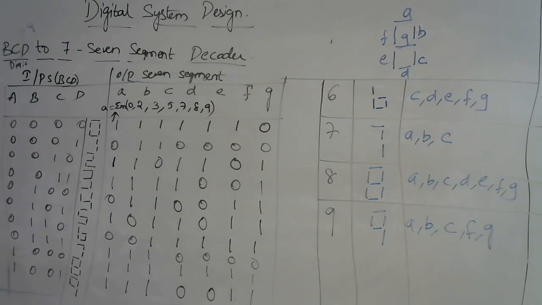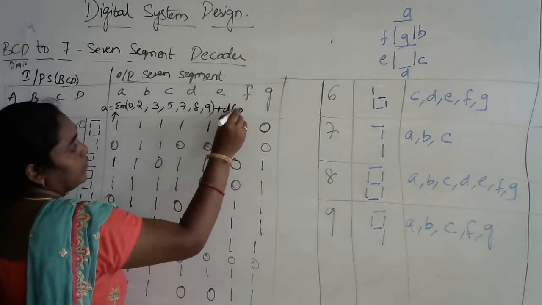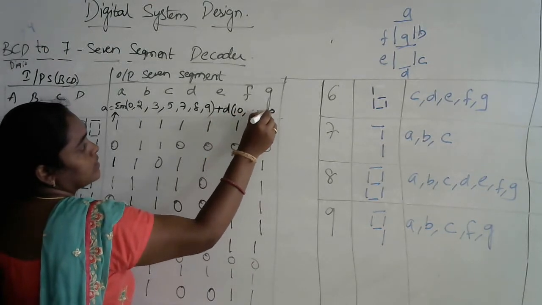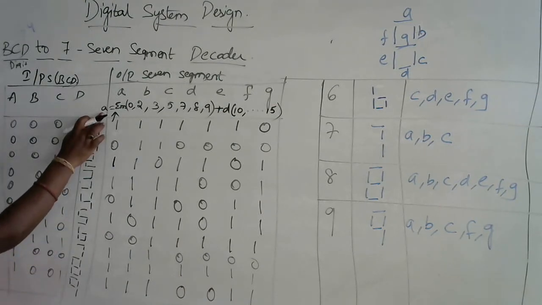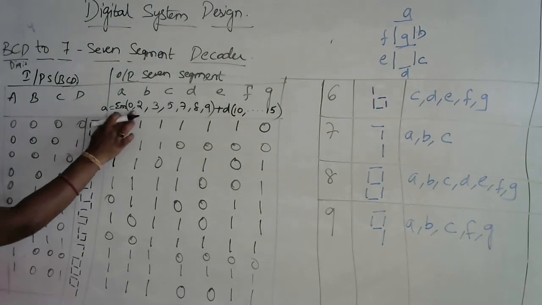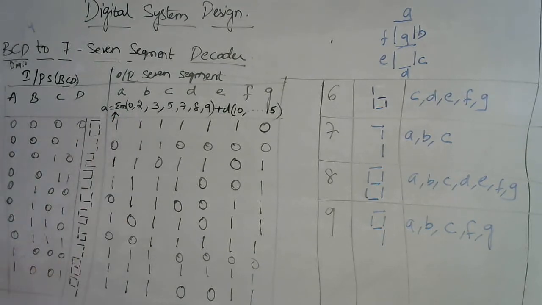But if you observe the input side, you are having only 9 numbers, as we don't have any digits from 10 to 15. Whatever the digits which are not there at the input side, those digits are nothing but called don't cares. So here this is the SOP expression for A. A is equivalent to sigma m of 0, 2, 3, 5, 7, 8, 9 plus don't cares 10 to 15.